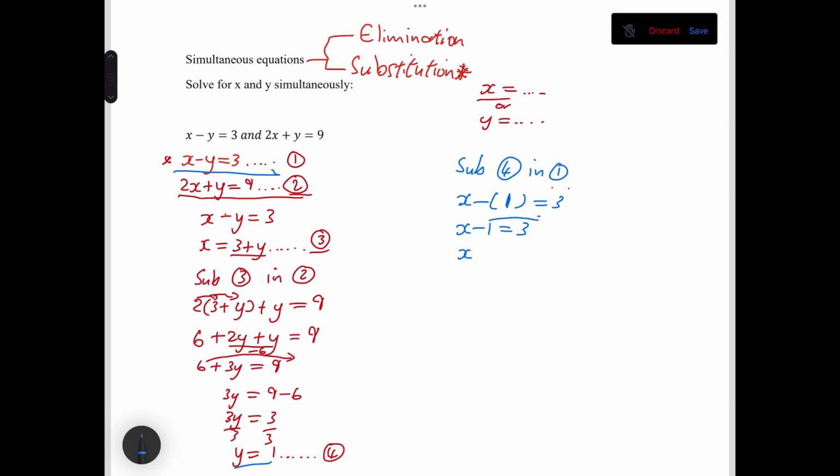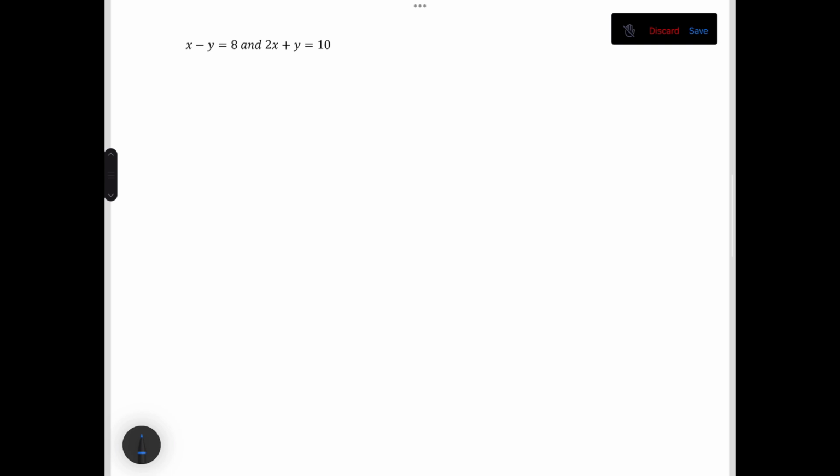Transpose the minus 1 over, becomes plus 1. It's going to be 3 plus 1. x is therefore equal to 4. And there we go, I solved x and I solved y. And that's how we do it. You have to have two answers for simultaneous equations. Try the next one and post your answer in the comments.